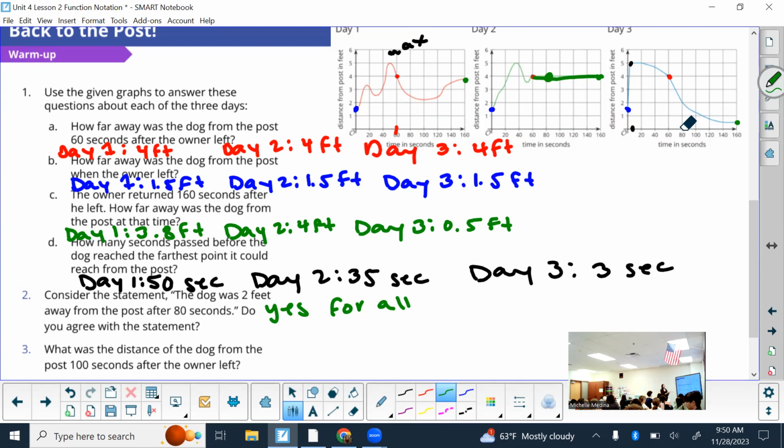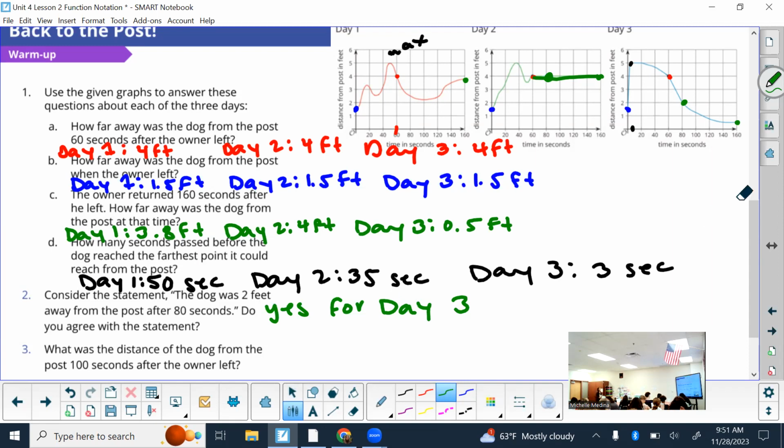Now for day 3, 80 seconds. Here's where it touches on the line. Is that at 2 feet? Okay, so maybe adjust that answer to yes for day 3 specifically. Or depending on how you answered it, no for day 1, no for day 2. All right. Questions on that?